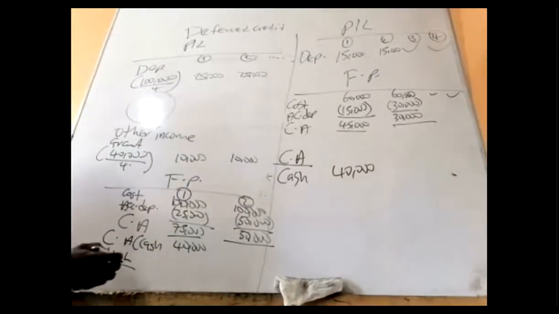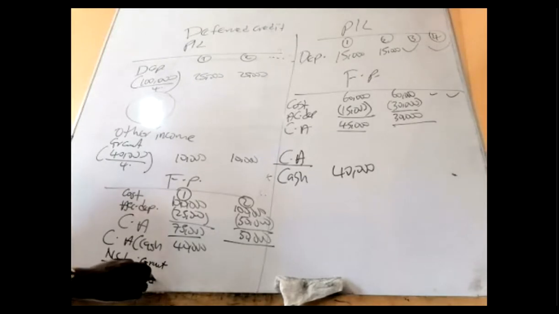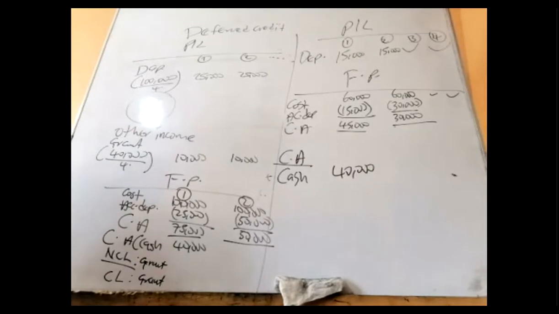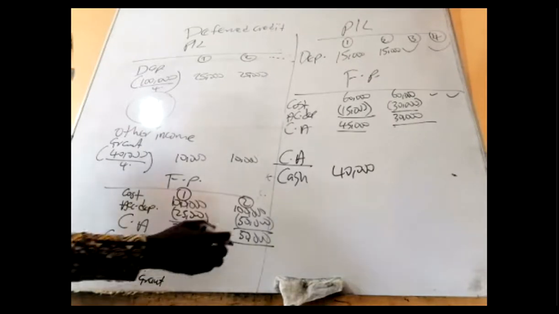So write grant. So bracket grant. And write current liability and also write grant. Call it deferred grant. Now, what's the entire grant? The entire grant is 40,000.